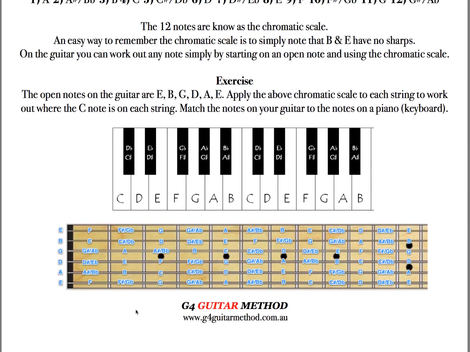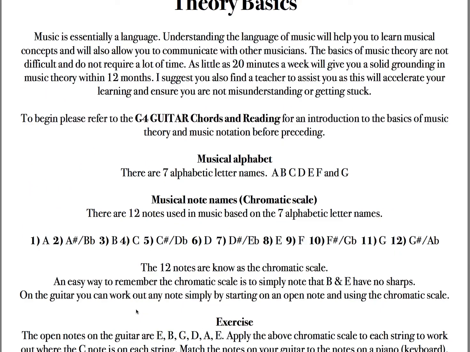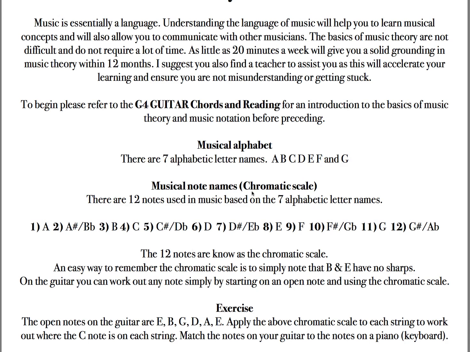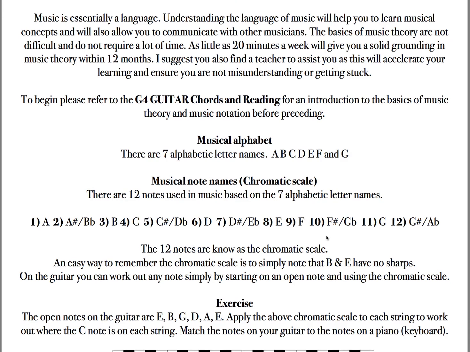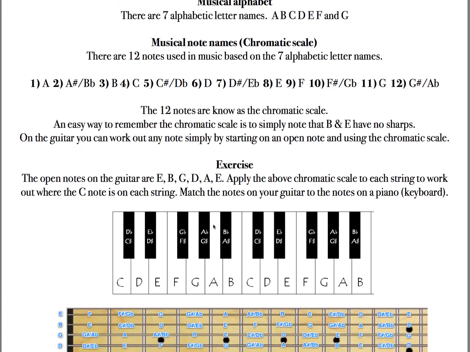That's the basics of theory to get you started. So all you really want to remember today is that there are 7 letters in the musical alphabet, and the chromatic scale, which are the 12 notes, and then to apply that to the keyboard, and then to apply it to the guitar.